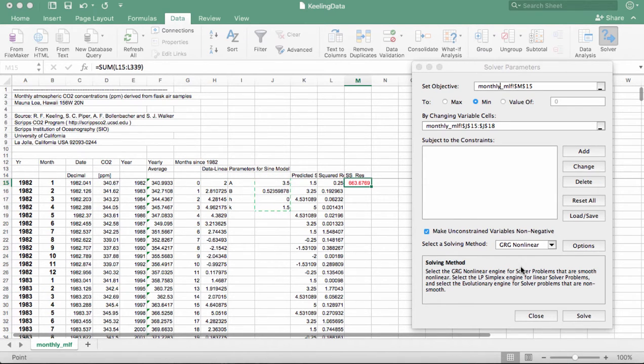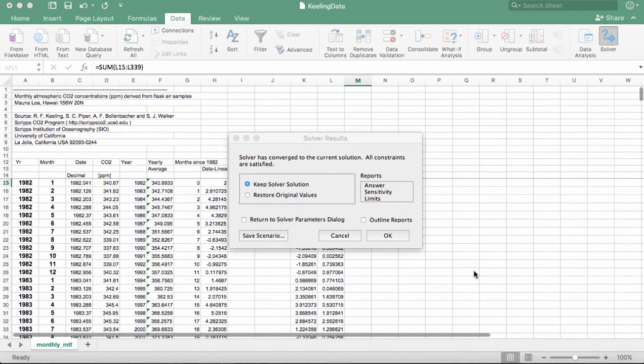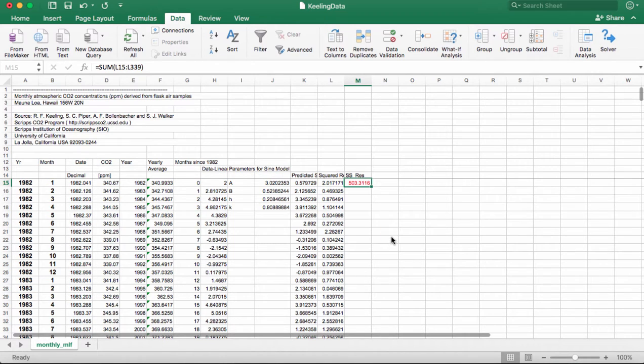The sine curve we know is a nonlinear function. And so let's just see what Solver can do for us. So I'm going to click solve. And it says it has a solution. Let's keep it and look at it. All right, so now the sum of squared residuals is 503, so that is smaller than before.